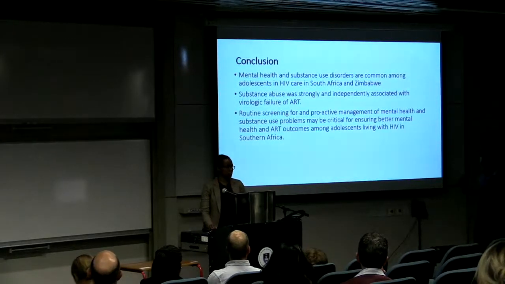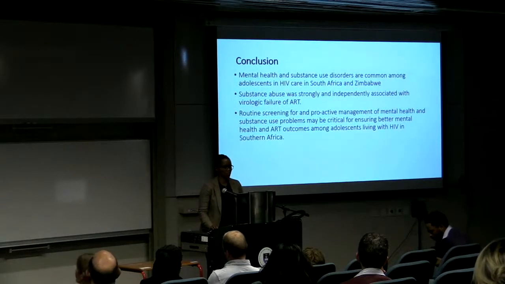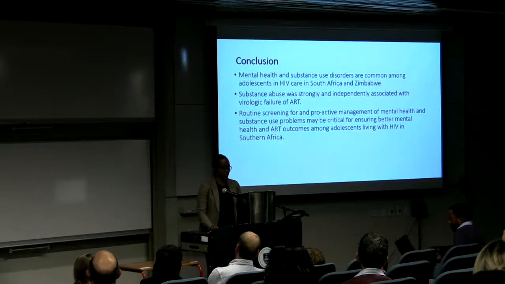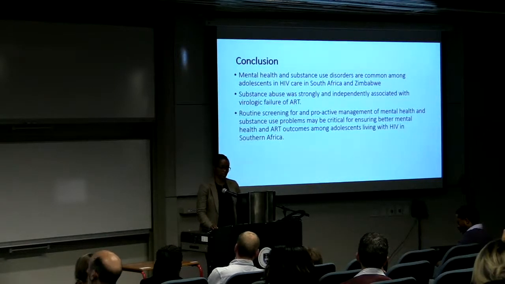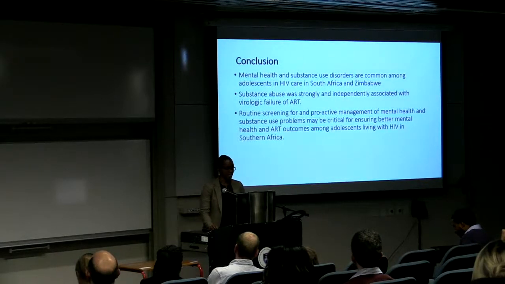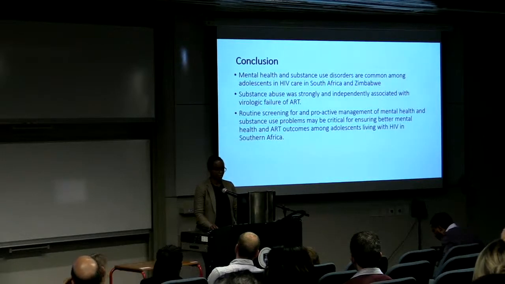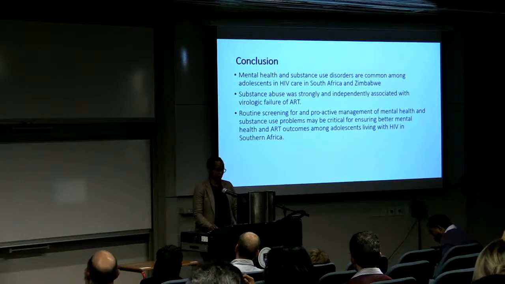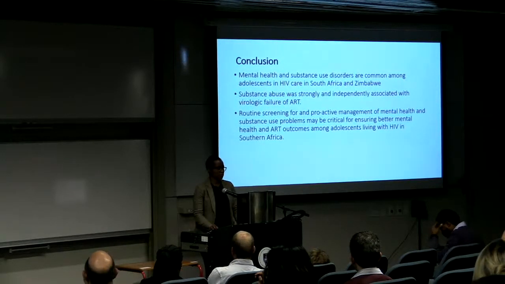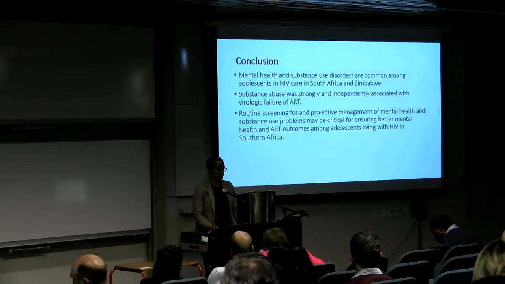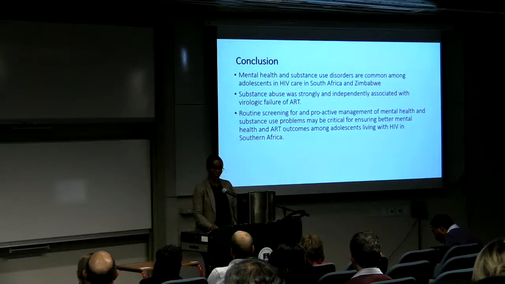So in conclusion, we think that mental health and substance use are important findings in adolescents in HIV care in South Africa and in Zimbabwe. And we actually think that we probably underestimated the prevalence of these disorders. And that despite the small sample size, there's still a strong association with virological failure. We are hoping to do further studies with slightly larger sample sizes, and it's probably very important that we do implement screening of these disorders in order to improve HIV outcomes for adolescents. Thank you.